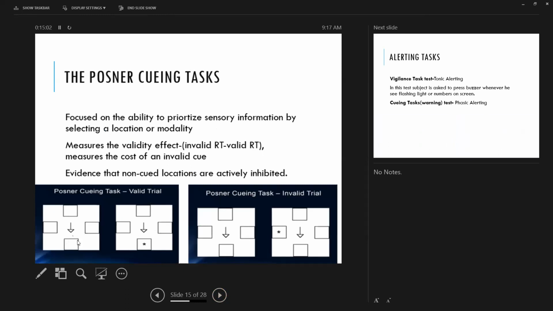This is a valid trial because the cue is indicating that the next dot would be here, and the very next moment the dot is here. So it's a valid trial. Whereas in an invalid trial, the cue is indicating that the dot would be here, but it is on the left. So it's an invalid trial.